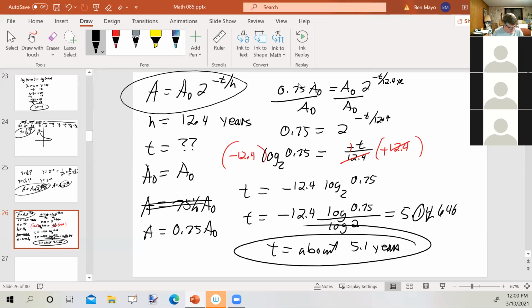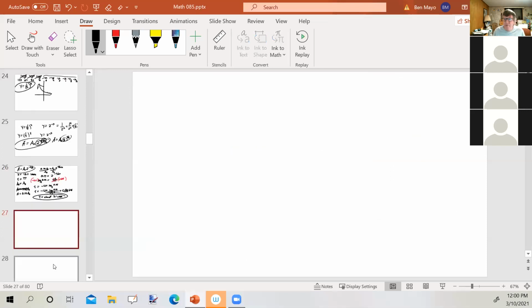Any question about that? All right. Let's take a look at another example. This says carbon-14 dating. A bone fragment analyzed by archaeologists contains 60% of the carbon-14 that is assumed to have had initially. How old is it?